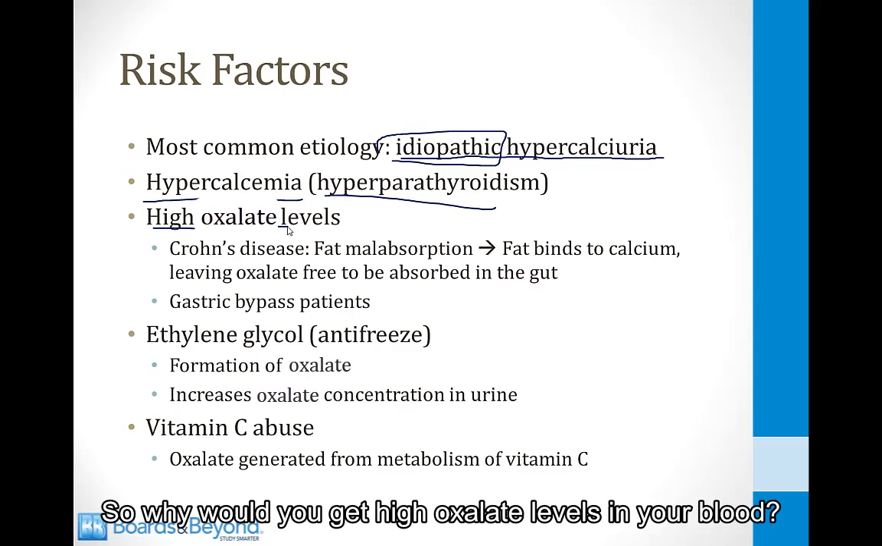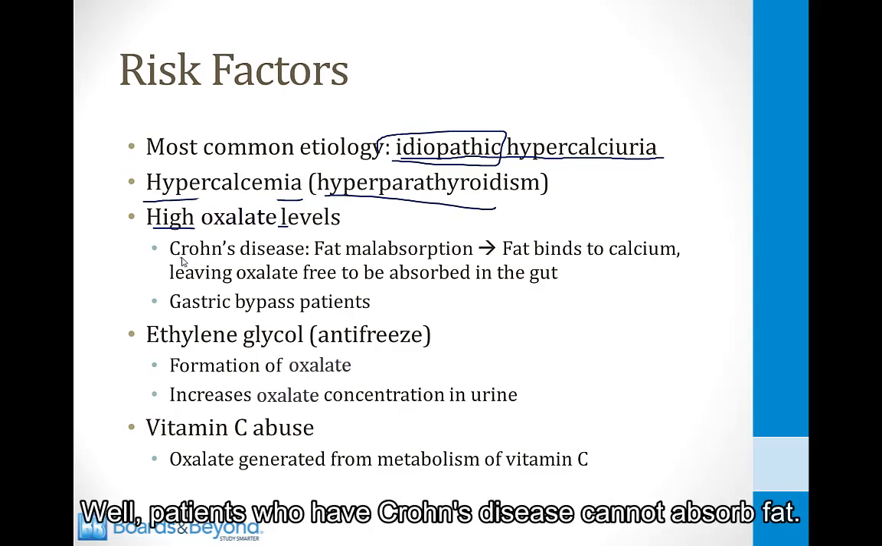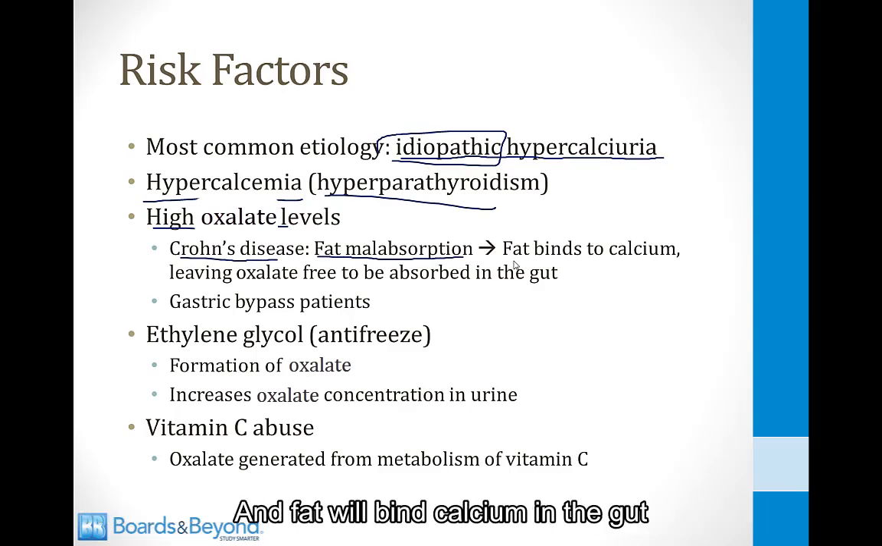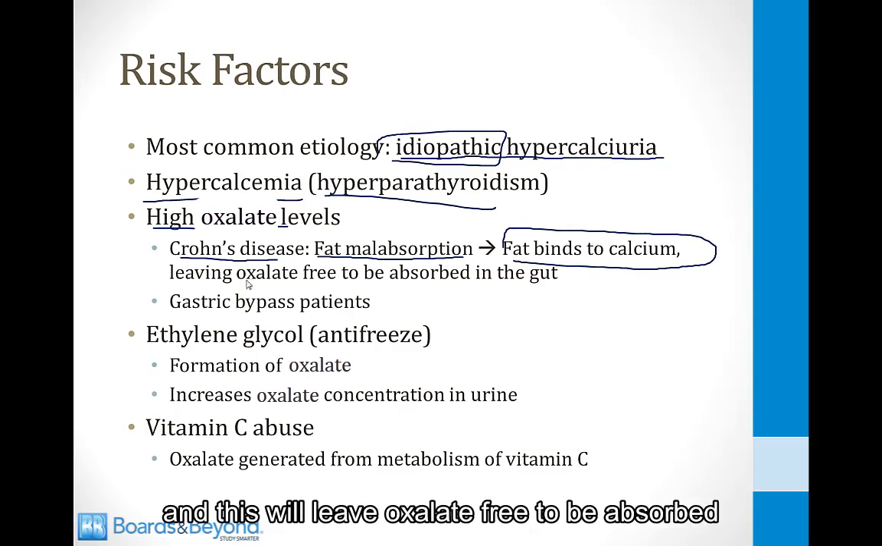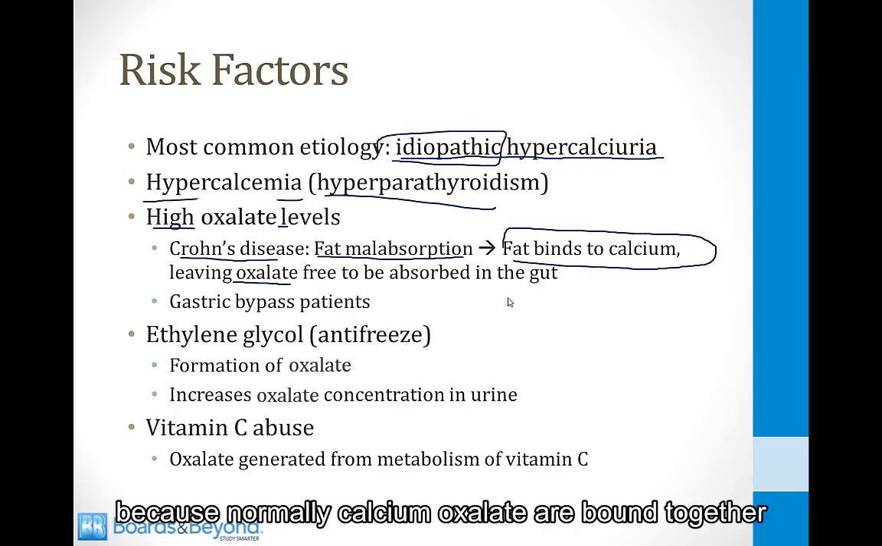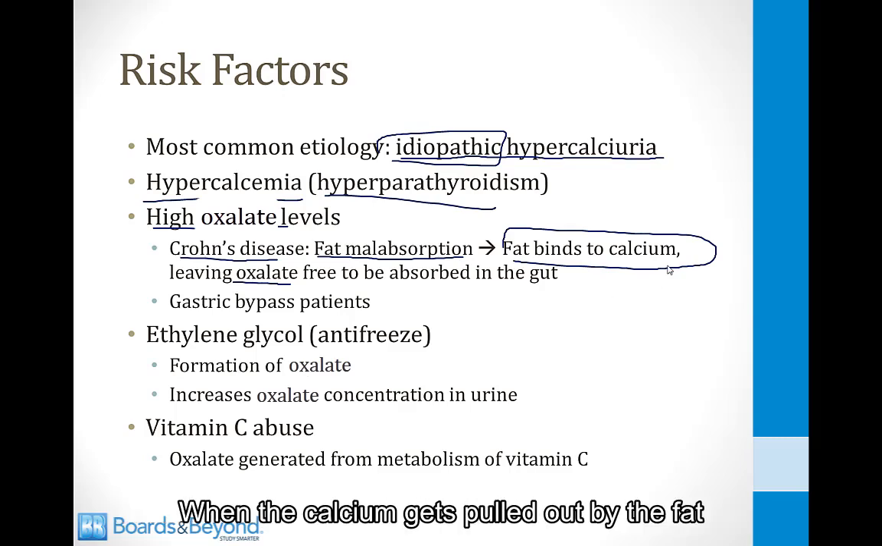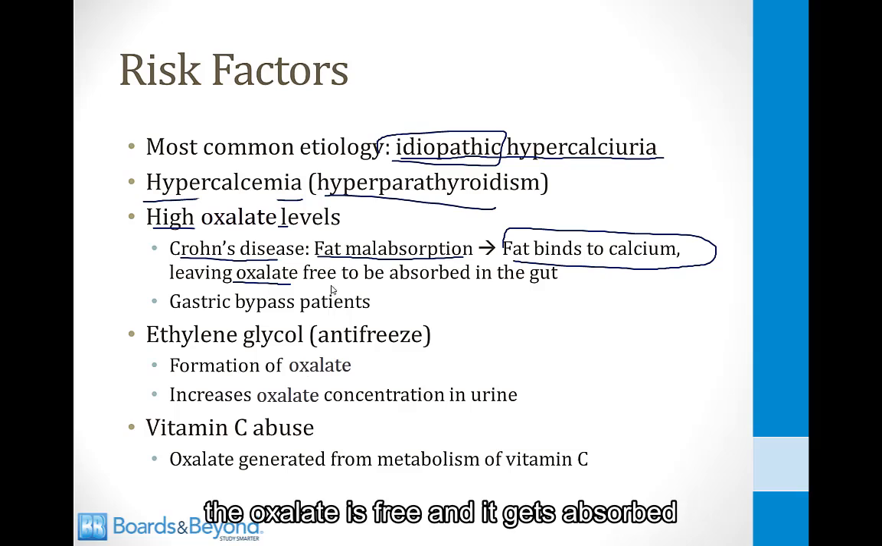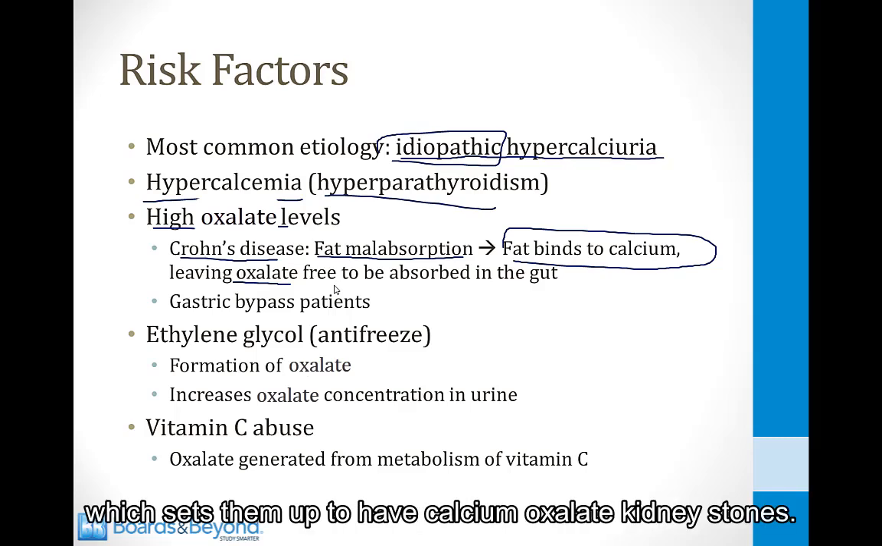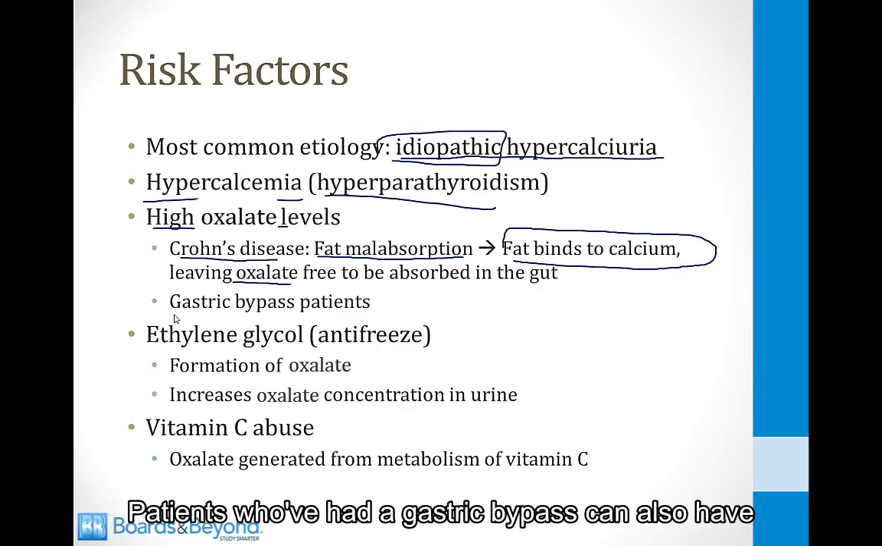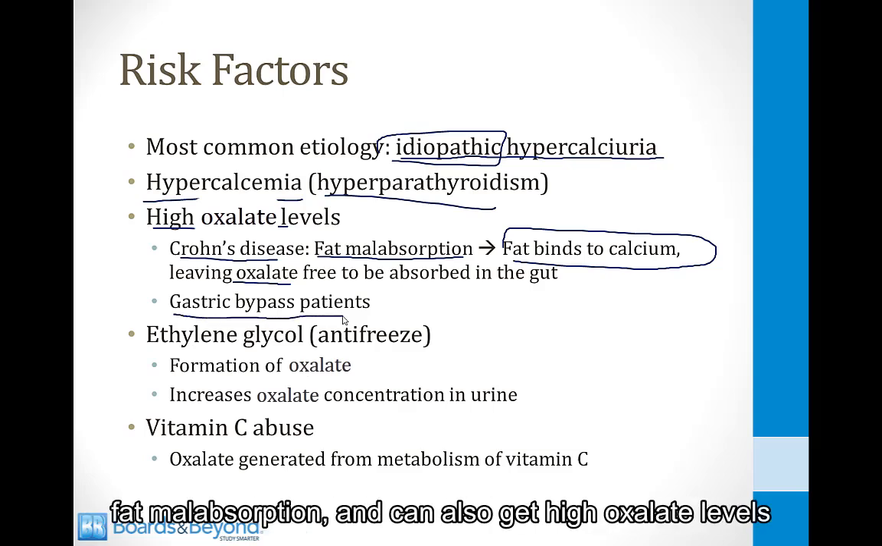So why would you get high oxalate levels in your blood? Well, patients who have Crohn's disease cannot absorb fat. They have fat malabsorption. And fat will bind calcium in the gut, and this will leave oxalate free to be absorbed because normally calcium and oxalate are bound together in the gut. But when the calcium gets pulled out by the fat, the oxalate is free and it gets absorbed, and therefore patients with Crohn's can have high oxalate levels in the blood, which sets them up to have calcium oxalate kidney stones. Patients who've had a gastric bypass can also have fat malabsorption and can also get high oxalate levels in their blood.